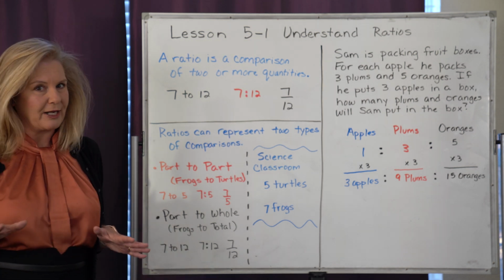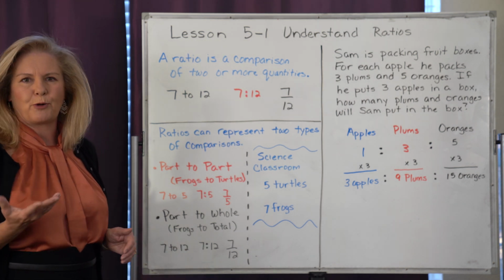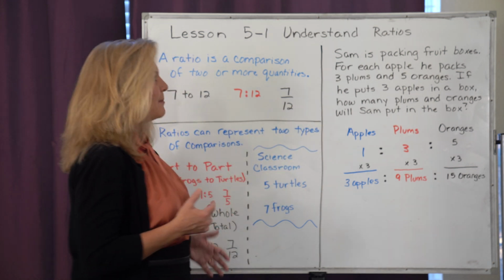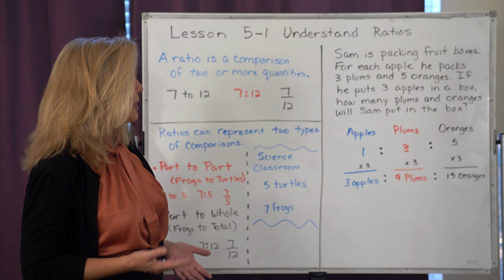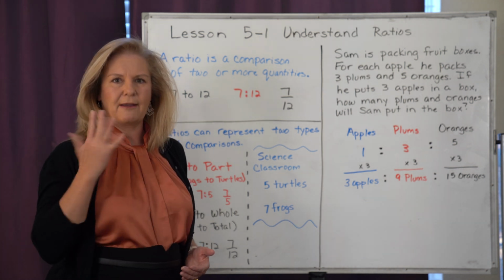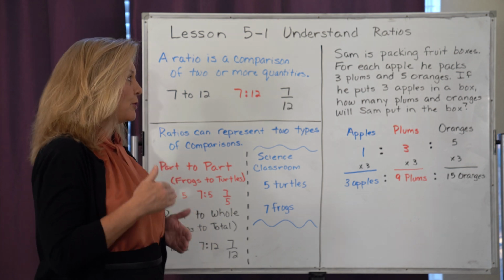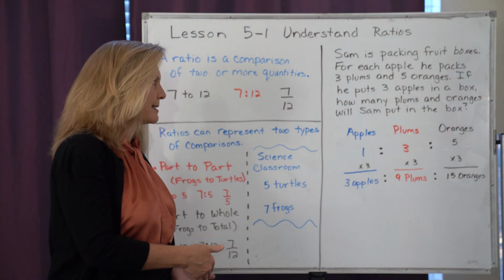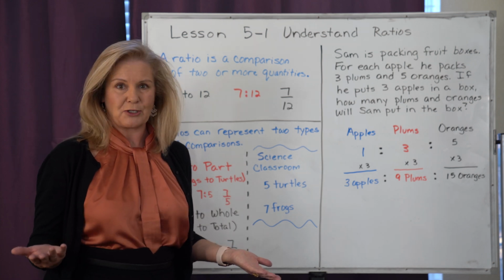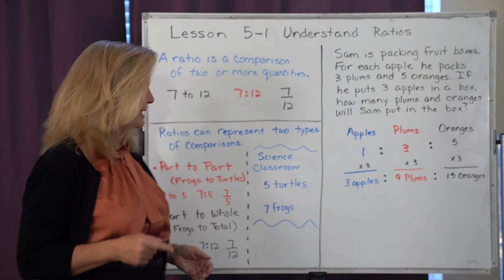Now, often we're going to find our ratios in word problem form. So we'll get something like this. Sam is packing fruit boxes. For each apple he packs 3 plums and 5 oranges. If he puts 3 apples in a box, how many plums and oranges will Sam also put in the box? Now this is really easy to do.